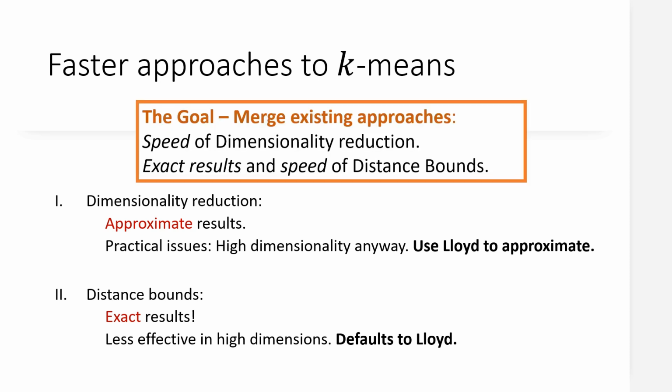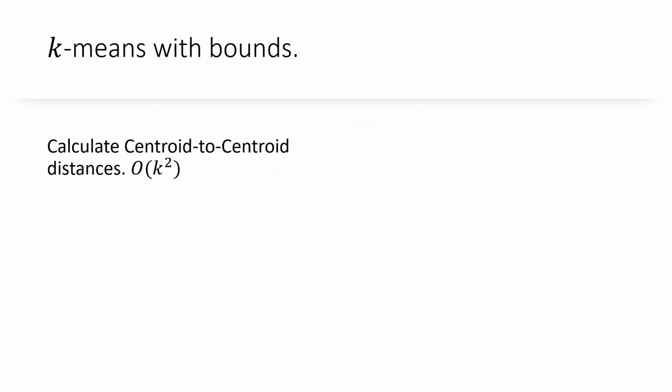So here's a goal. We want to merge these two approaches so that we can get the speed of both of them while maintaining the exact results. And this is not just a goal, this is what Marigold does, and we will see that later. So let's start with k-means using the bounds.